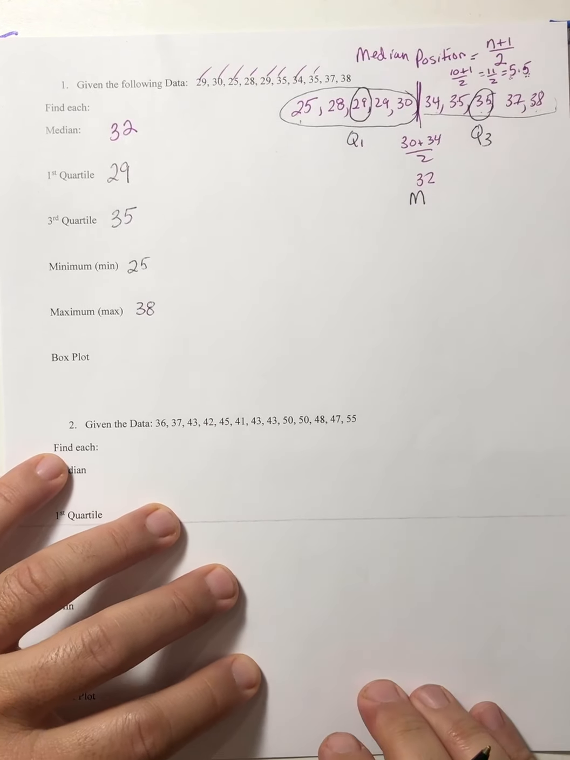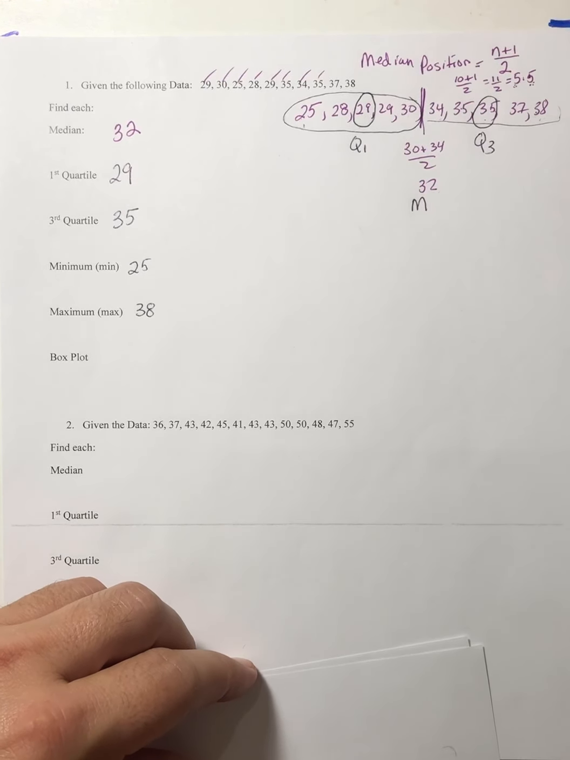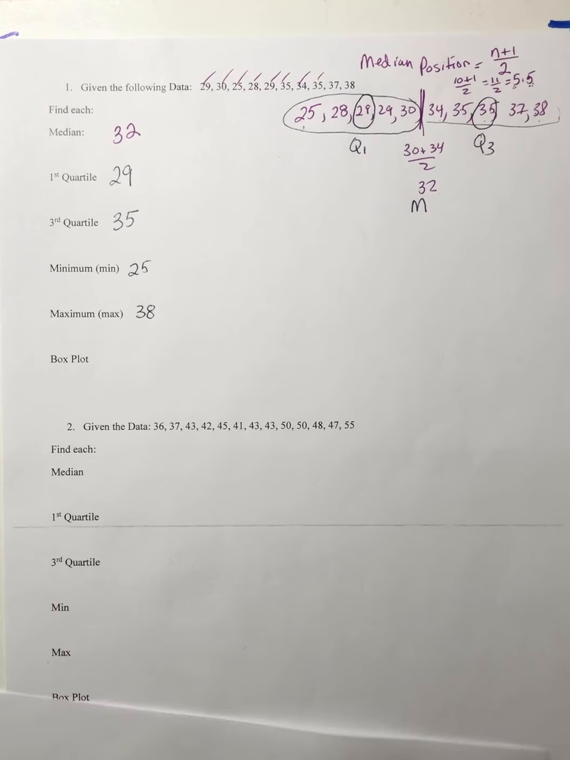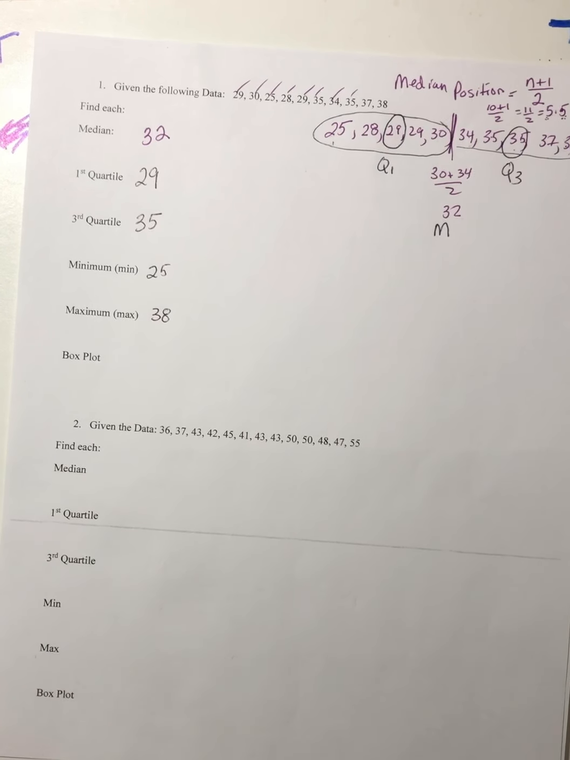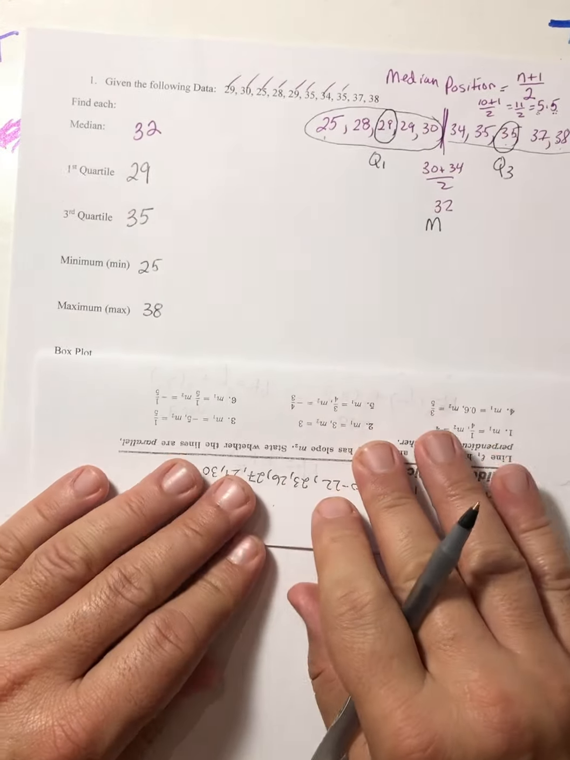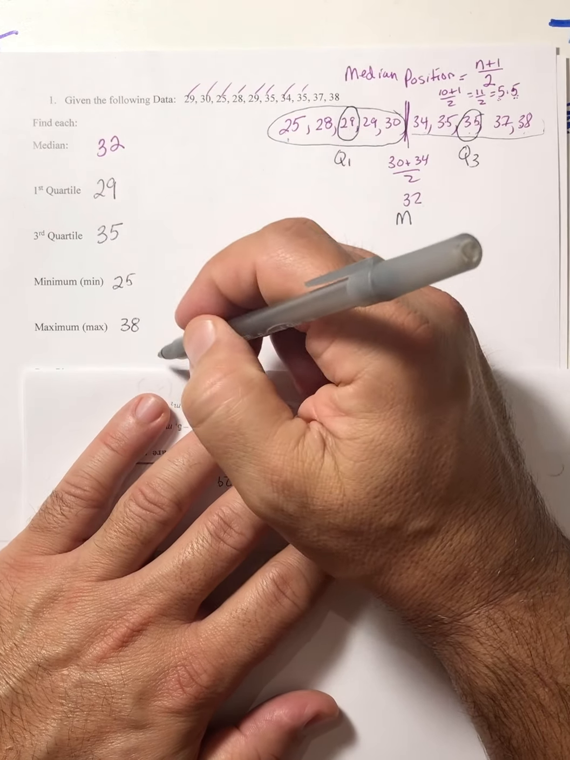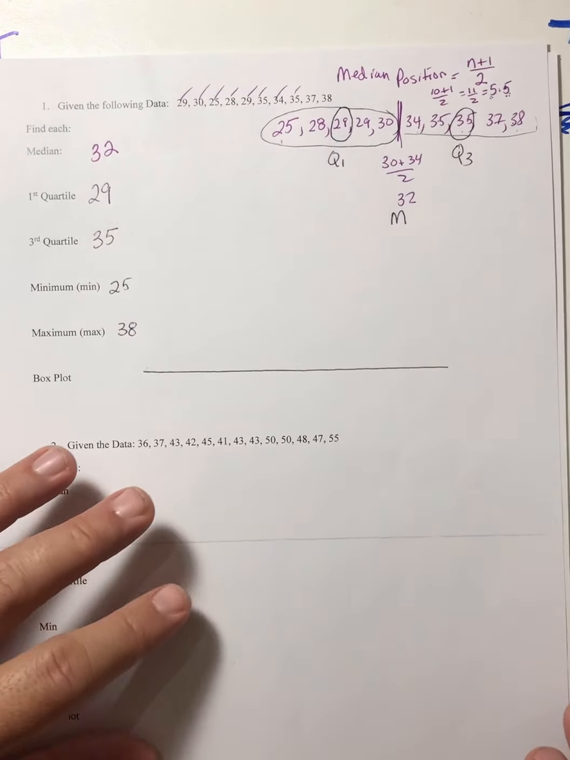Now a box plot is literally draw yourself a number line. It doesn't have to be a fancy number line or anything like that. I'm making myself a straight edge here, so I have a ruler in front of me. So all I have to do is just draw yourself a nice straight line. There, I drew myself a nice straight line. Okay?